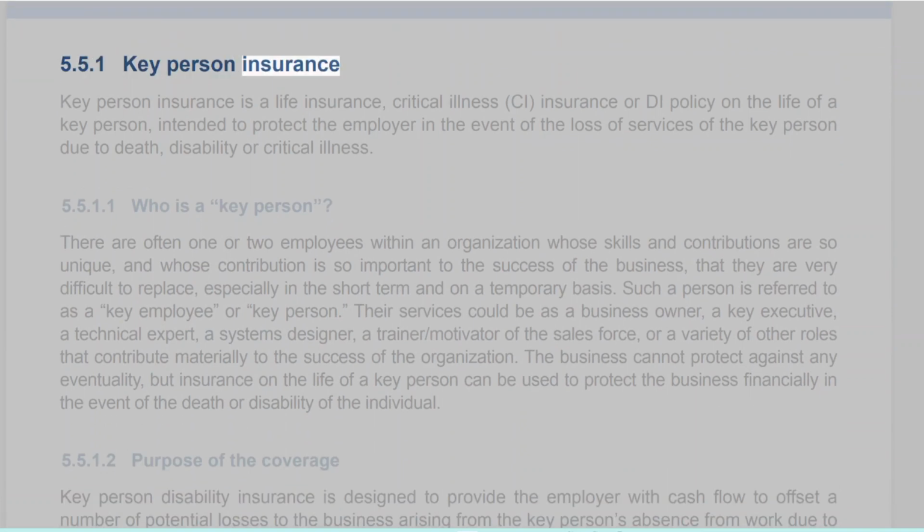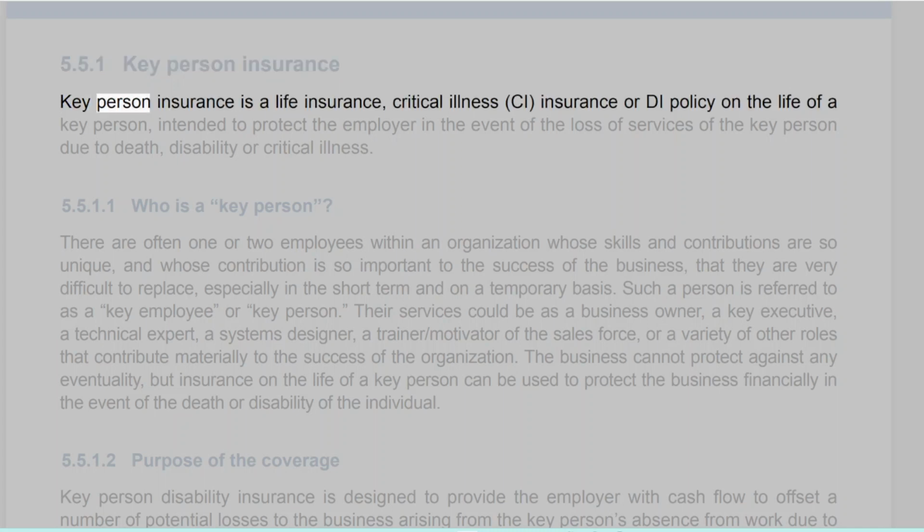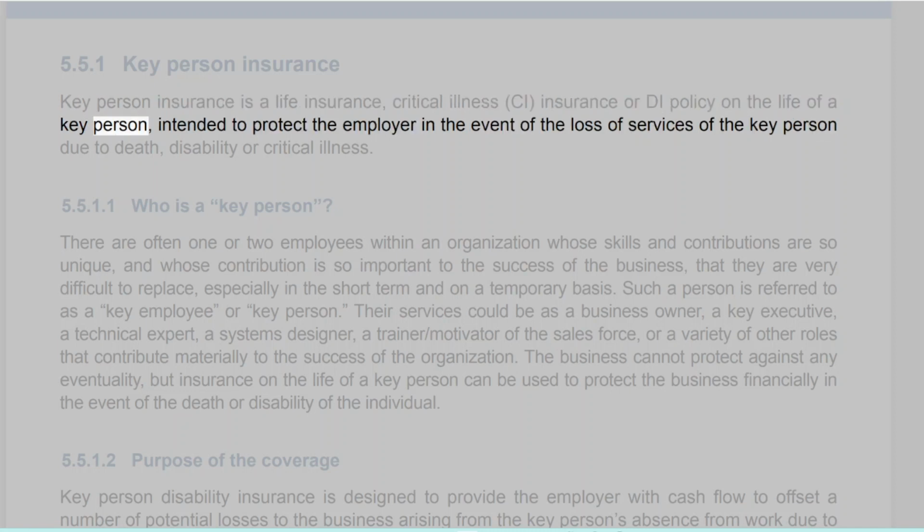5.5.1 Key Person Insurance. Key person insurance is a life insurance, critical illness, CI, insurance, or DI policy on the life of a key person, intended to protect the employer in the event of the loss of services of the key person due to death, disability, or critical illness.